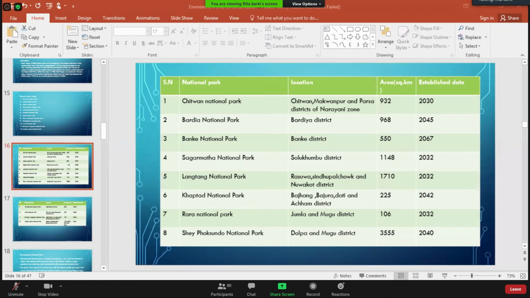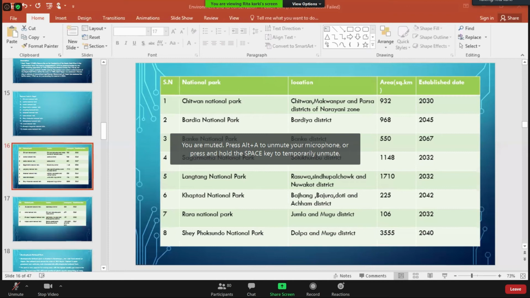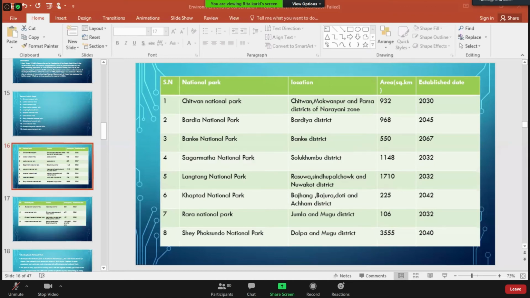As your friend has already told, it is listed as a World Heritage Site by UNESCO. When was it listed? 2041 Vikram Sambat, or 1984 AD. This park comprises a huge amount of ecosystem, or a diverse variety of ecosystems, can be found in this particular region. We can say larger varieties of habitat can be found within this region.